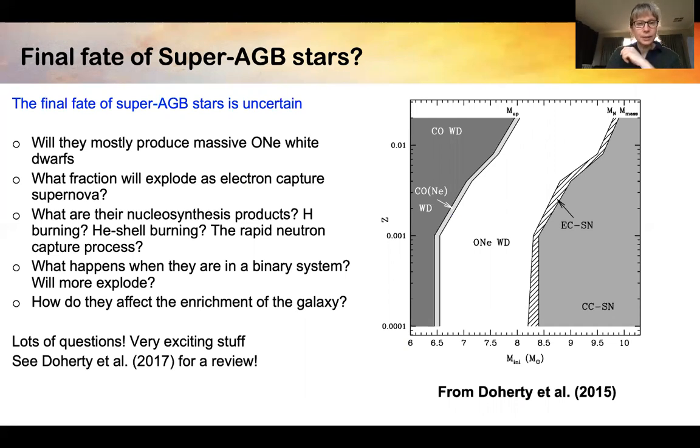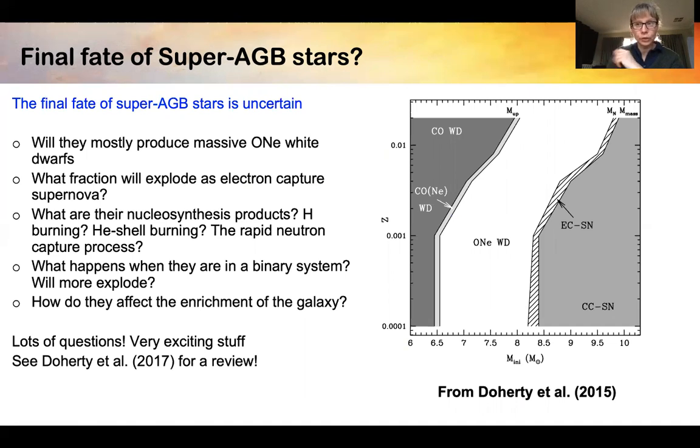Okay, what is the fate? It's uncertain. We think that some fraction will produce massive oxygen neon white dwarfs. Some fraction may explode as electron capture supernovae, but we don't know what that fraction is. What are their nucleosynthesis products? We think that if they go through this super AGB phase, they experience very hot bottom burning. We don't know how efficient the dredge-up is in these stars. We don't know if they make S-process elements. We think many of them are likely in binary systems, so binary evolution is likely to be really important for these objects. How do they affect the enrichment of the galaxy?